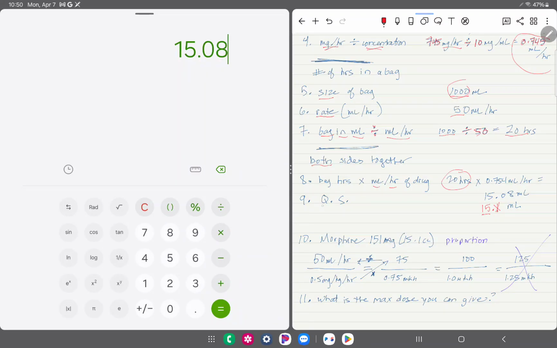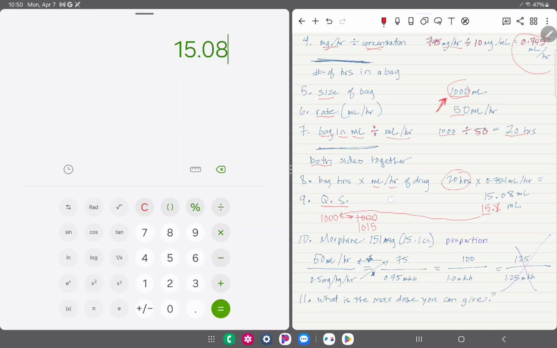Okay, next part of the equation is quantity sufficient. So quantity sufficient means if you're going to add to the bag, you first have to subtract from the bag. If you start with 1,000 mils, you have to end with 1,000 mils. So if I'm adding 15 mils into a 1,000 mil bag, I don't have 1,000 anymore. I have 1,015. But that's not what I did the math on.